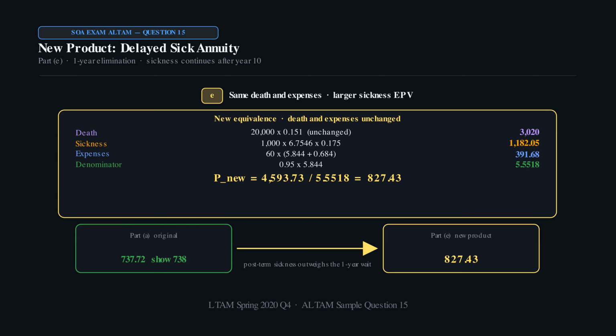Death and expenses are unchanged. The larger sickness expected present value lifts the equivalence premium. The new premium is $827.43.